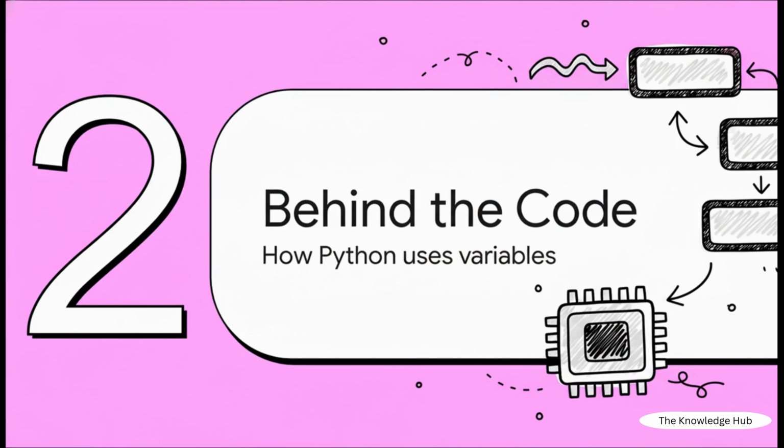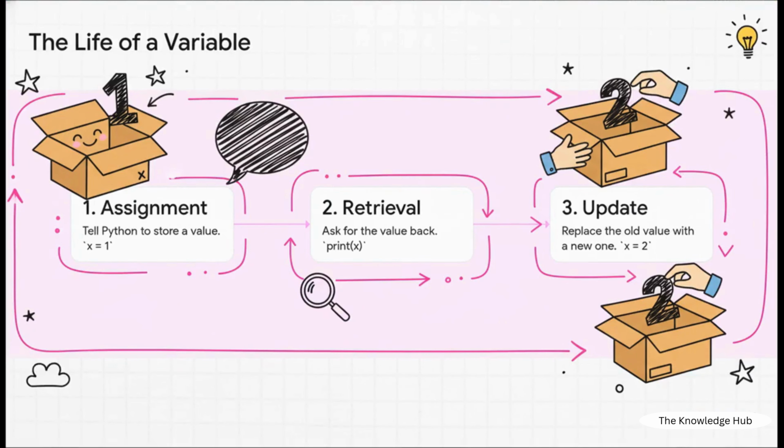Okay, so we've got our labeled boxes. That makes sense. Now, let's peek under the hood a little bit and see what's actually happening when you use one in your code. How does Python handle all of this? The life of a variable really just has three main stages. First, we have assignment. When we type x = 1, we're basically telling Python, hey, create a box for me, label it x, and put the number 1 inside. Simple. Next up is retrieval. Using a command like print(x) is our way of asking Python to go find that box, peek inside, and tell us what it sees. And finally, there's the update. This is where we can go back to that same box, take out the old value, and stick a brand new one in its place.